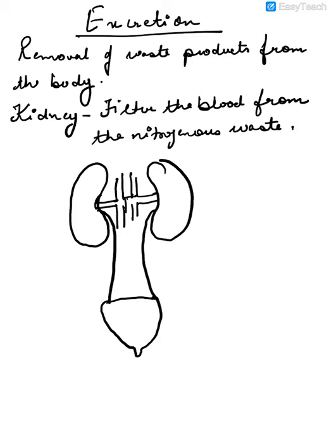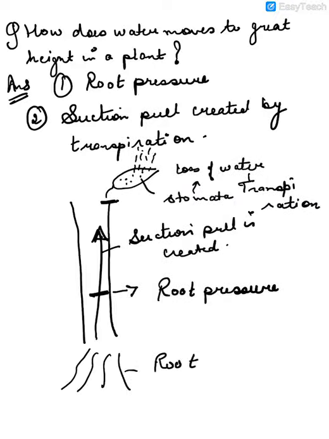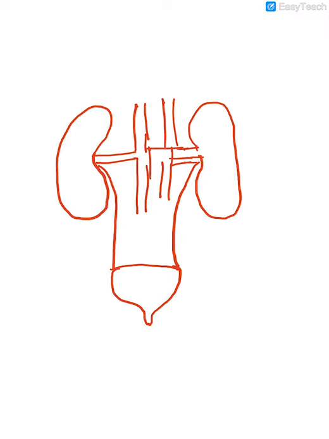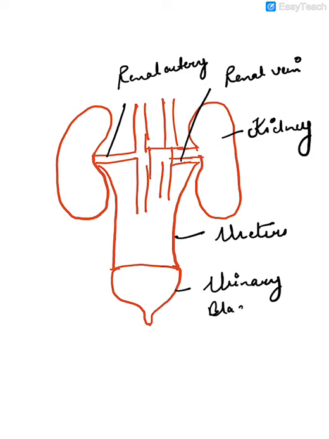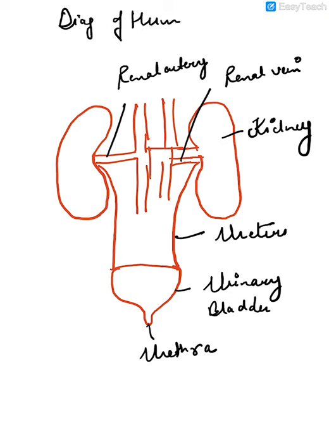So this is the kidney. This is the renal artery. This is the renal vein. These are the ureters, and this is the urinary bladder, and this is the urethra. So this is the diagram of human excretory system.